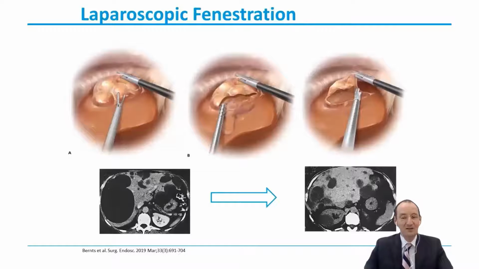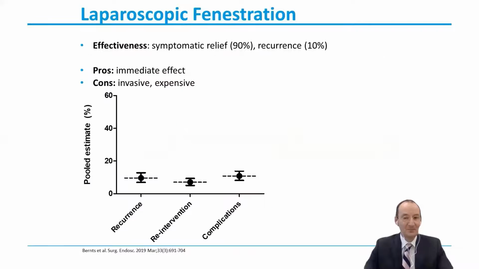Laparoscopic fenestration is an alternative to aspiration sclerotherapy. Here, you remove the dome of the cyst, where you expose the remnant of the cyst to the abdomen. It's an effective procedure. Symptomatic relief is seen in more than 90% of the patients, and it has a low recurrence. It's invasive and comes with certain costs, such as the surgical procedure. And the complication rate, with approximately 10 to 12%, is relatively low.